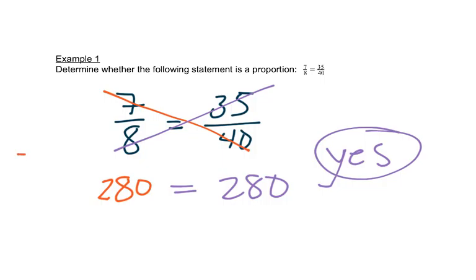So again, we took 7 times 40, and then 8 times 35. Now, if those numbers had ended up being different, the answer would be no, that's not a proportion because those two ratios would not be equal.